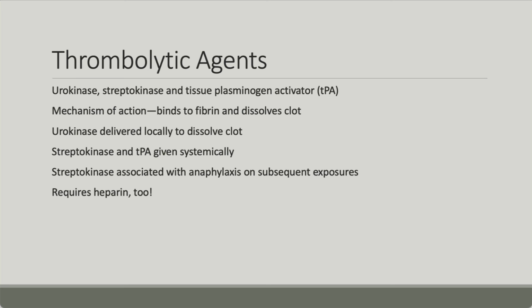Streptokinase we don't use very much anymore because on the second dose it was associated with a pretty high incidence of anaphylaxis. So we don't really use strepto anymore. But TPA, or tissue plasminogen activator, a brand name drug called Activase, is the one that we typically use. The way it works is it binds to fibrin to allow the tissue plasminogen to dissolve the clot. So all this does is it binds to fibrin, which allows your body's tissue plasminogen to dissolve the clot.